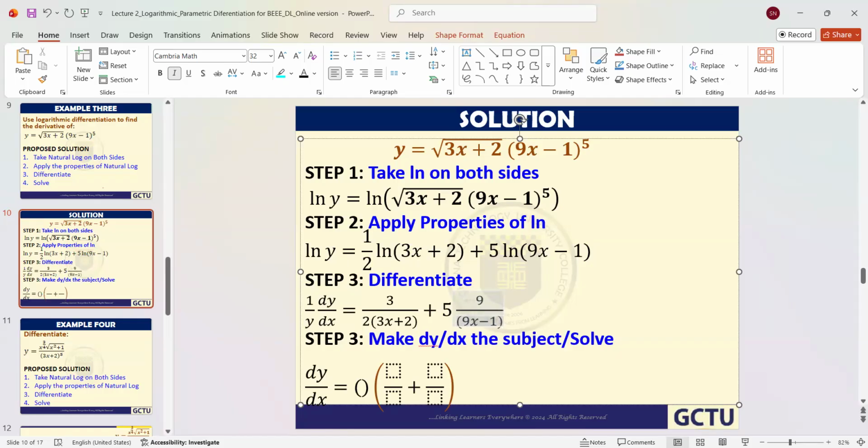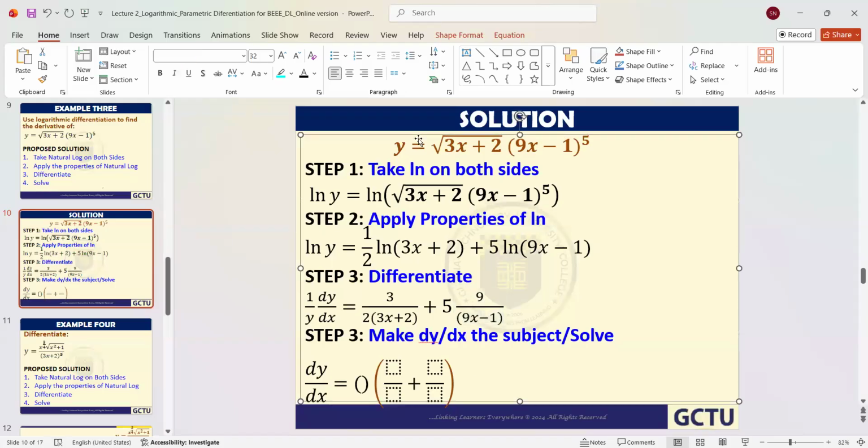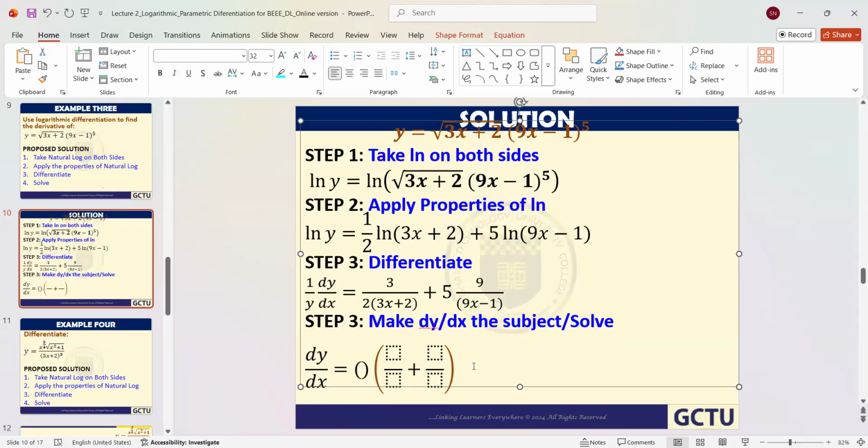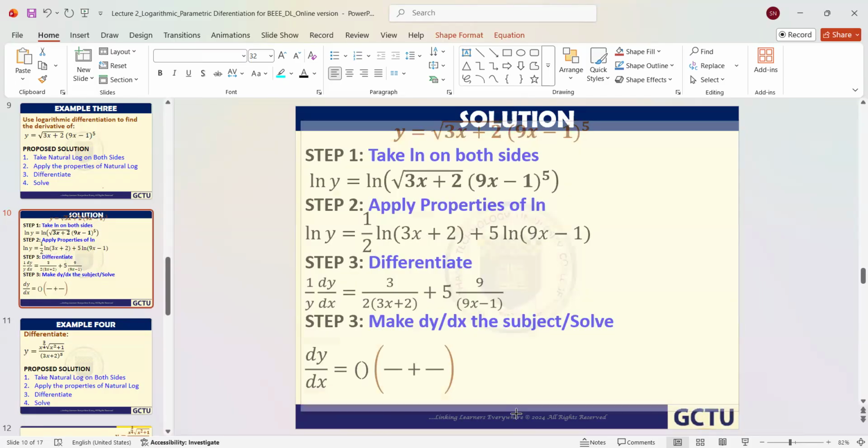Okay, now that we are done, we only have to make dy/dx the subject. Then we are done. You can also see that this 5 will multiply the numerator 9 and give me 45. I'll do all that here, but I want you to see what is happening at the bottom. So I'm just stretching this a bit bigger.